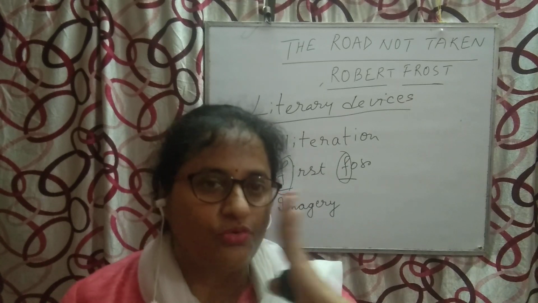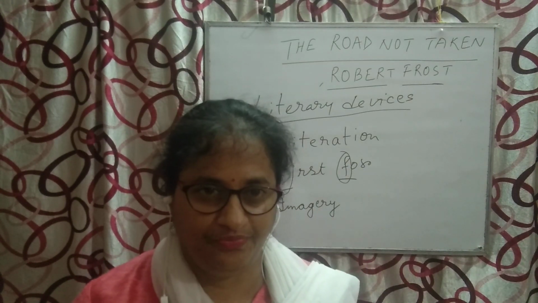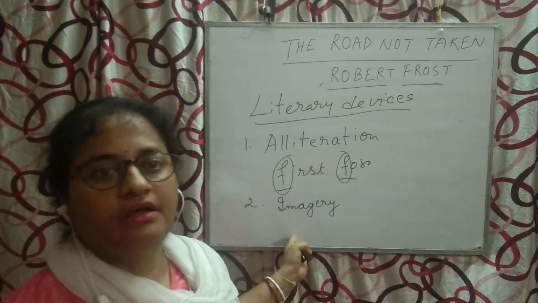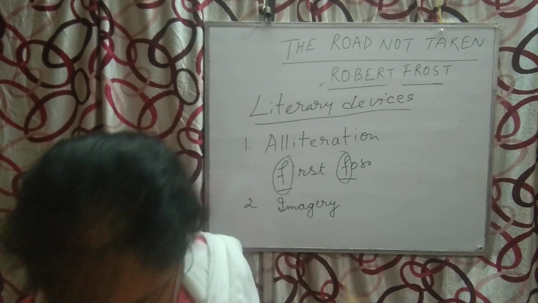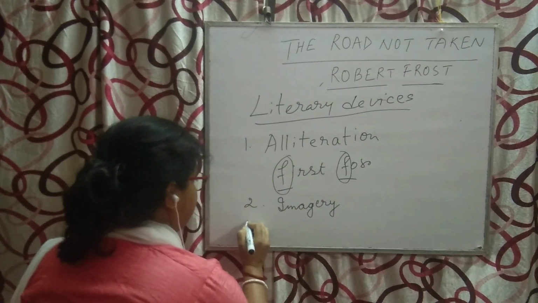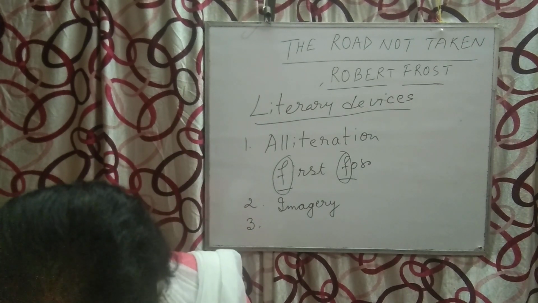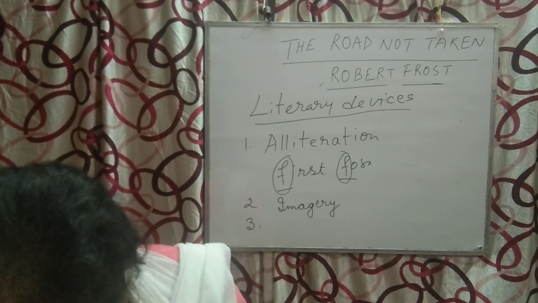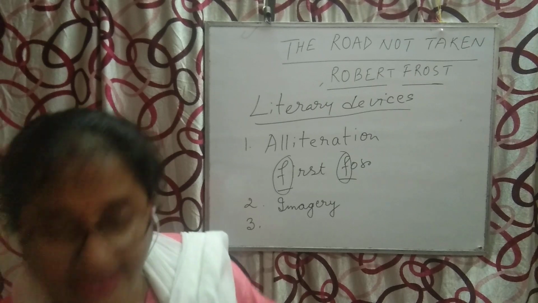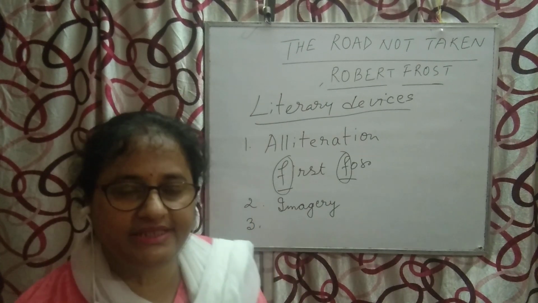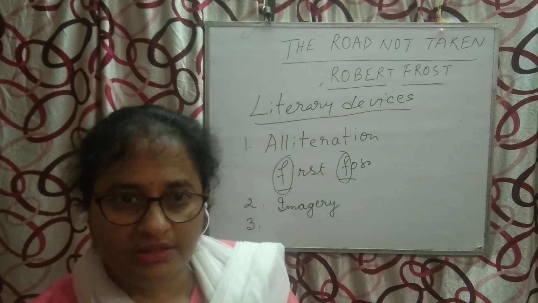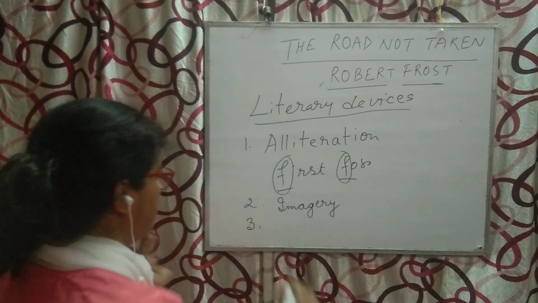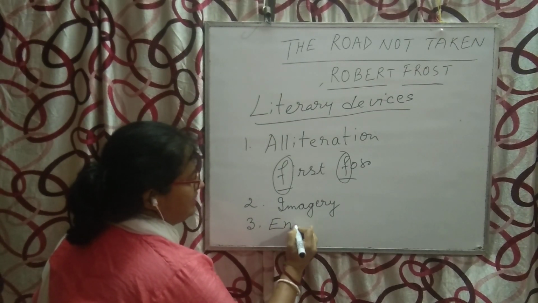Okay, now here he is correlating to our life also. So in this way he has used imagery here. Correct. And in these two lines, "both that morning equally lay in leaves no step had trodden black," have you seen any pause? Means, have you seen any punctuation? The same line is continuing in the next line also. So this literary device is known as enjambment.